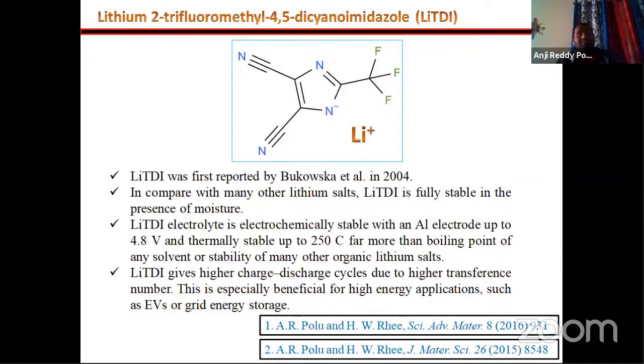Another one is a very new salt, LiTDI. Very few papers are available, particularly in the case of polymer electrolytes. This was first reported in 2004, and it has a lot of advantages compared with other salts. The remaining lithium salts are very difficult to handle in open atmosphere, but this one we can. It does not have much reactivity with the open atmosphere.